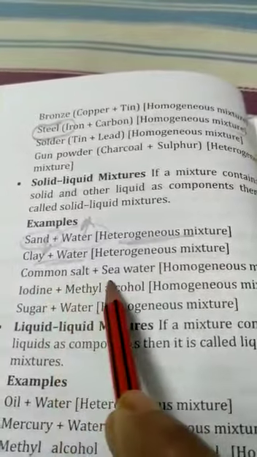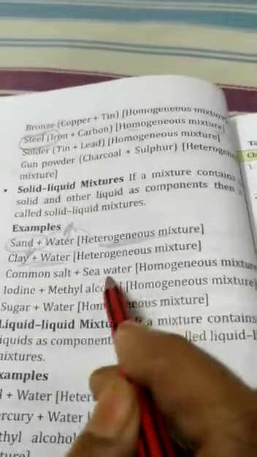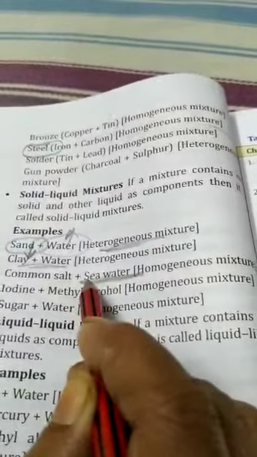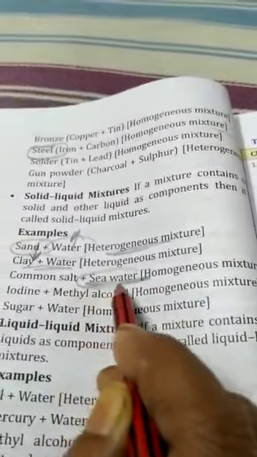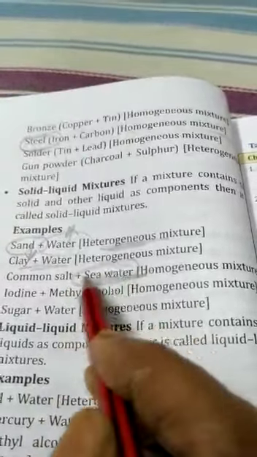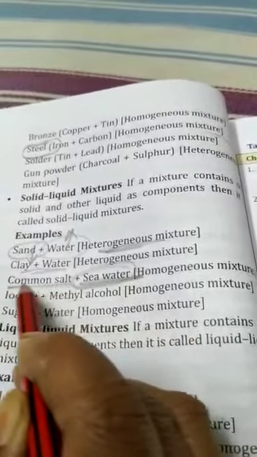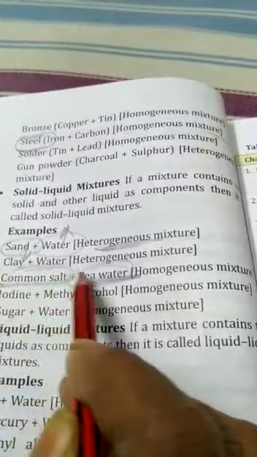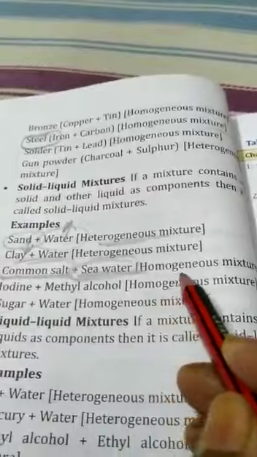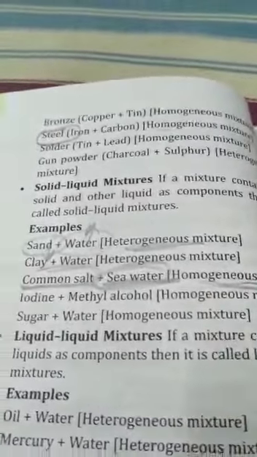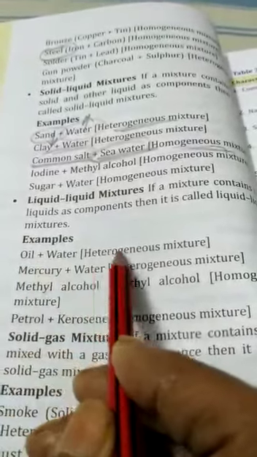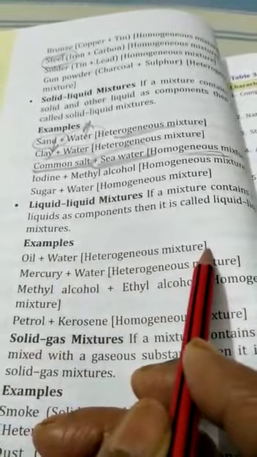Now common salt and seawater. As you all know, seawater consists of a large amount of common salt. But when we see the seawater, we cannot find the common salt, though common salt is mixed in large proportion in seawater. So this is a homogeneous mixture. These are all examples of solid liquid mixture. Now liquid mixture, oil and water. Oil and water is a heterogeneous mixture.